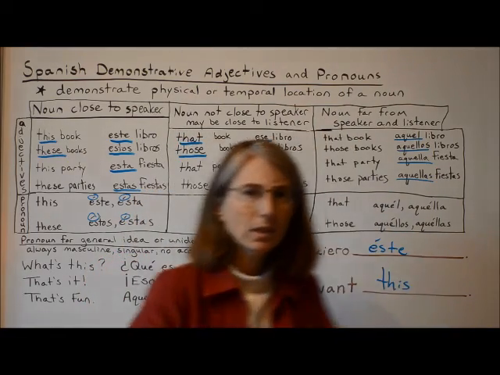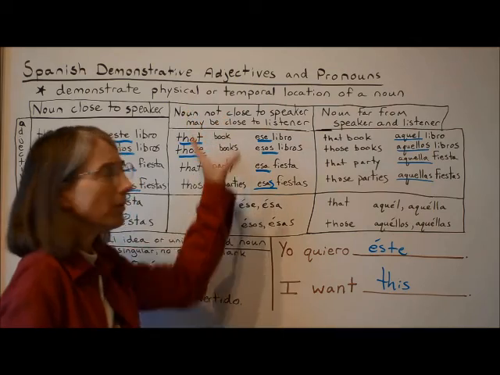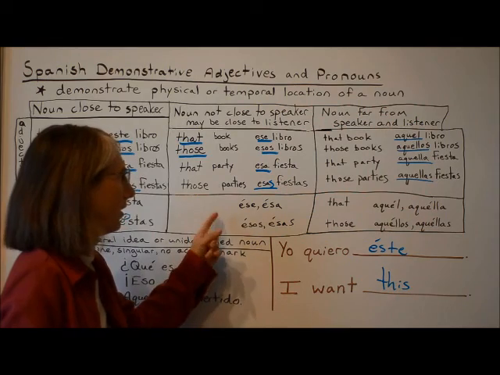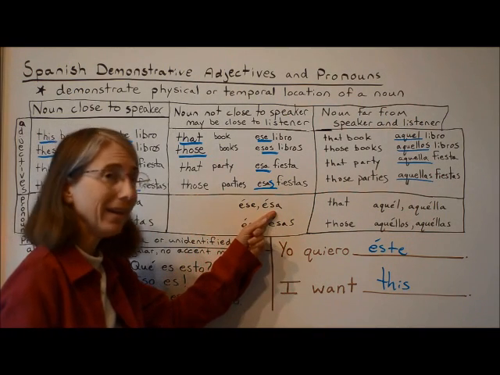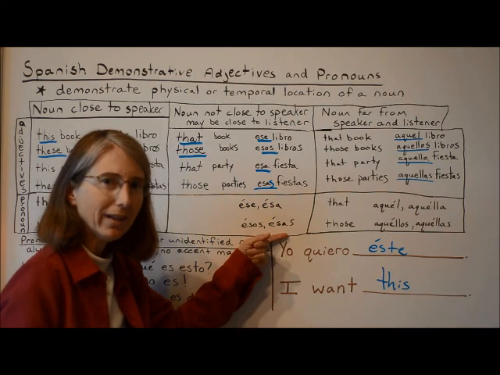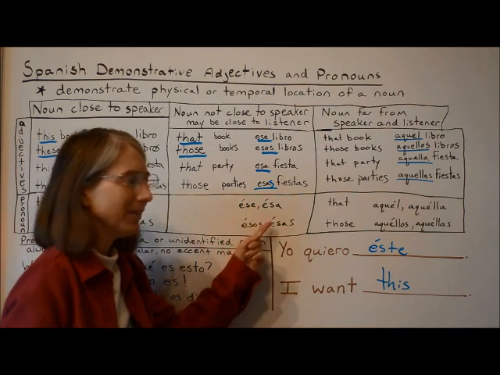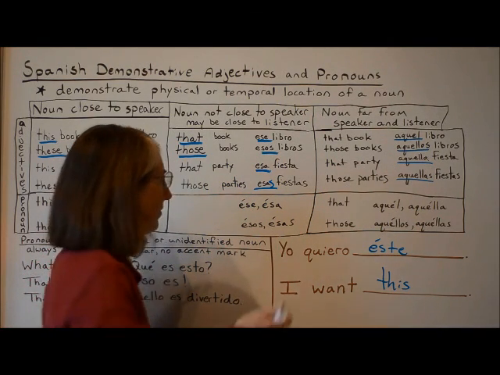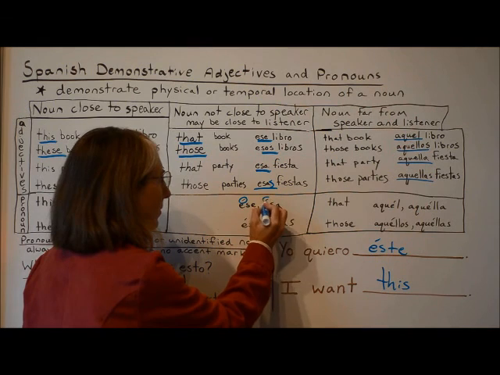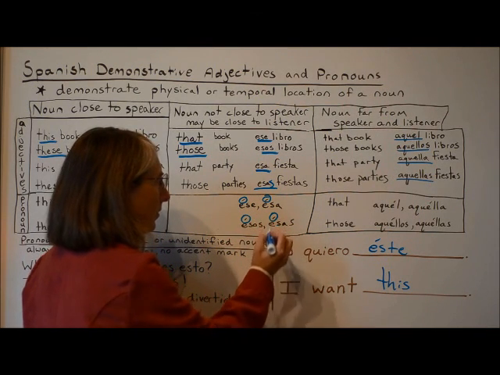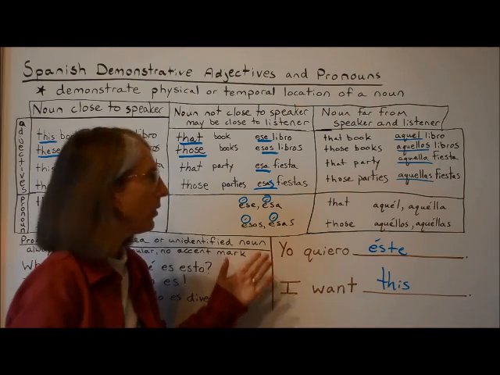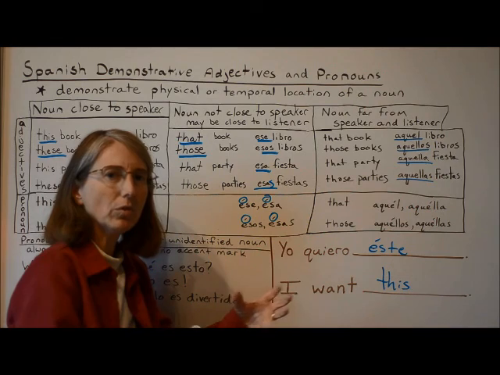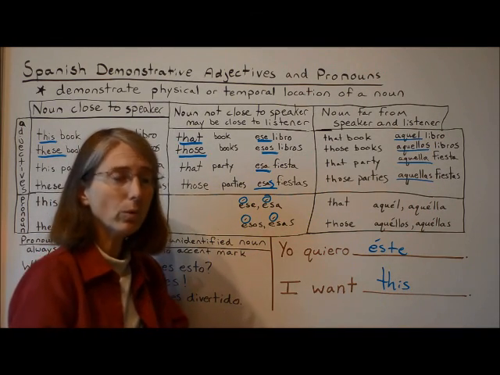Now, the demonstrative pronouns for the category of nouns that are far from the speaker but maybe close to the listener, we have ese, esa, esos, and esas. Again, these are identical to the demonstrative adjectives except for the accent mark. So these are pronouns. If I wanted to say those books, but we just want to use the pronoun instead of the noun, I want to say I want those.